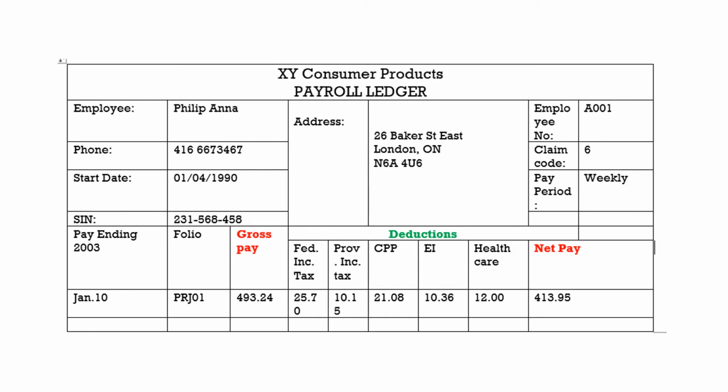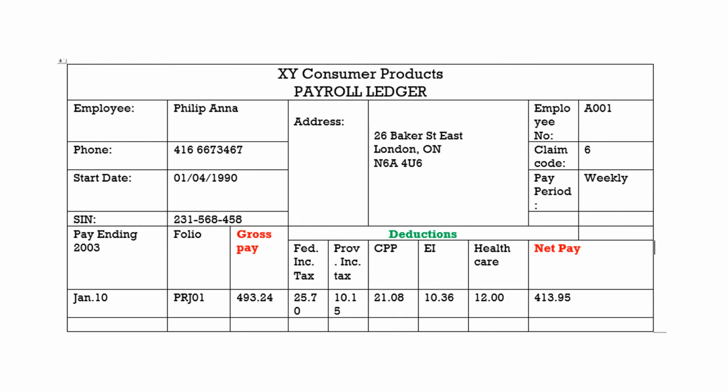So this is how your pay slip looks like. This is what they call a paycheck. So every month or every week or bi-weekly, you can receive something like this, depending on what pay frequency your company uses.